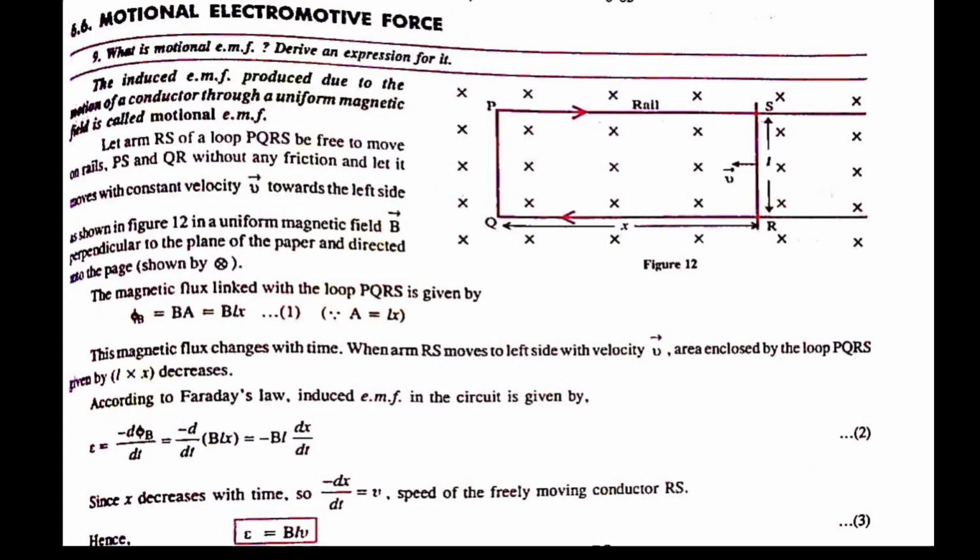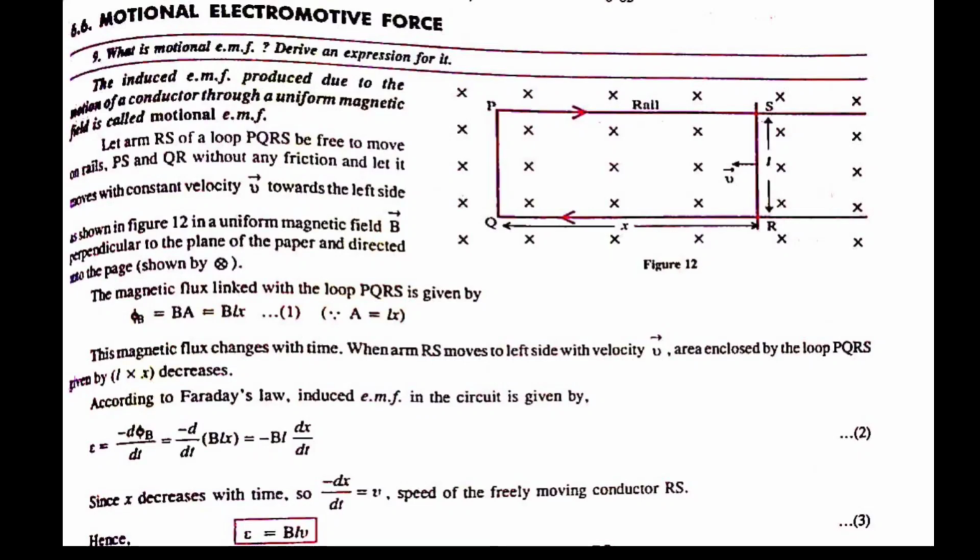Now we are going to understand the motional electromotive force, which is also known as the motional EMF. This is the induced EMF produced due to the motion of a conductor when it moves in a uniform magnetic field. If you check the diagram, there is a loop PQRS. In this loop, the arm RS is movable and it can move on PS and QR without any friction, and we assume that it moves with velocity V in a uniform magnetic field. Here the uniform magnetic field is perpendicular to the plane of the paper, or you can say it is directed into the paper, and therefore the symbol X is used for it.